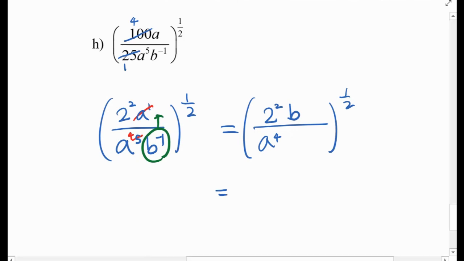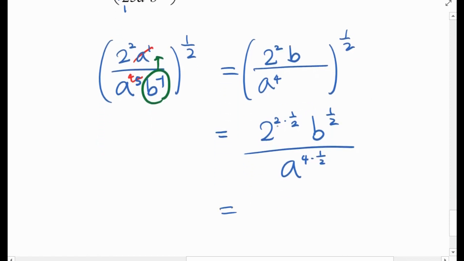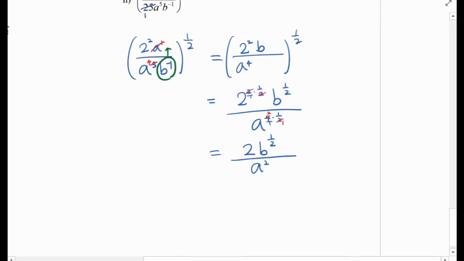Okay, so we have 3 items. We're going to distribute the exponent. Here, 2 squared times 1 over 2, b to the power of 1 over 2, a to the power of 4 times 1 over 2. So 2 over 1, 2 cancel, 2 to the power of 1, b to the power of 1 over 2, over 4 over 2, so a squared. So this is the answer: 2b to the power of 1 over 2 over a squared.